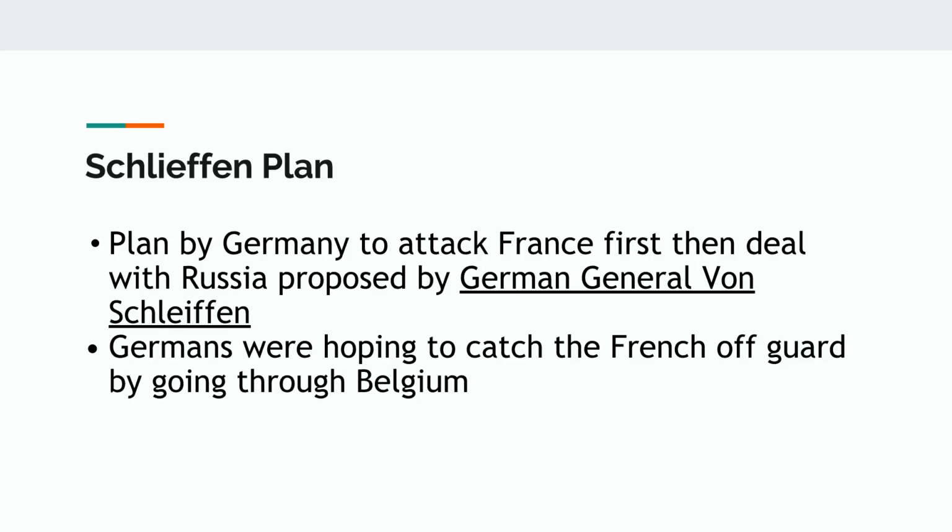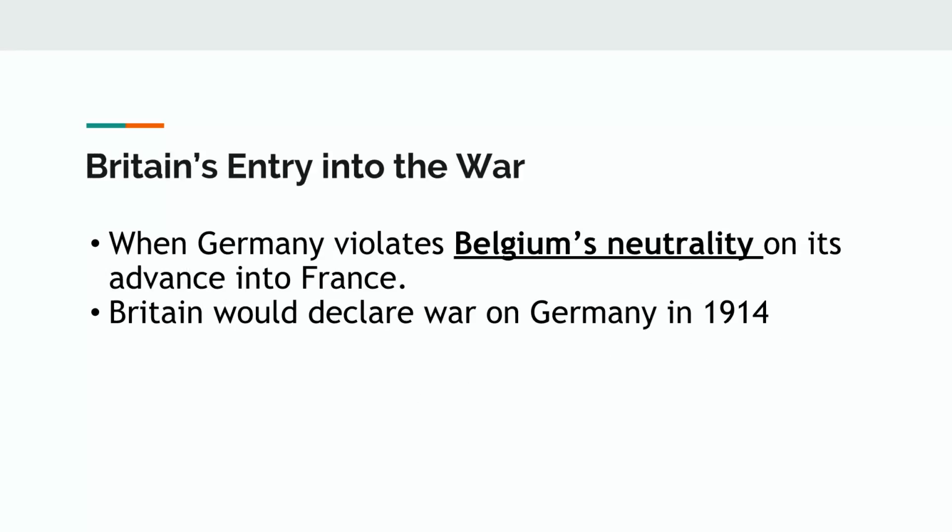Once they did this, that's when the British are going to declare war on Germany. Again, when Germany violates Belgium's neutrality on its advance into France, Britain would declare war on Germany also in 1914, shortly after the war begins. One thing you need to make note of here is just make sure that you know that Belgium was neutral, and this is what's going to cause Britain to enter the war.